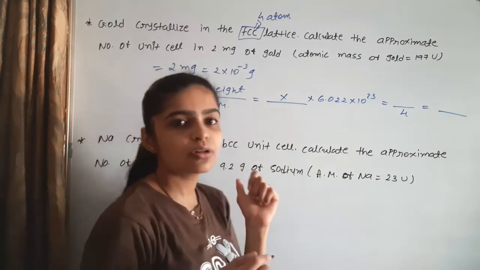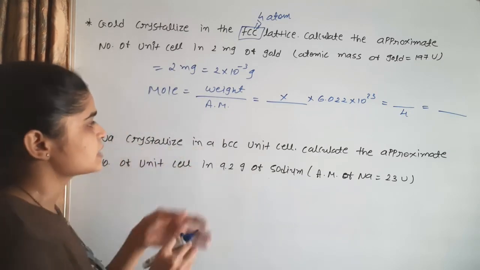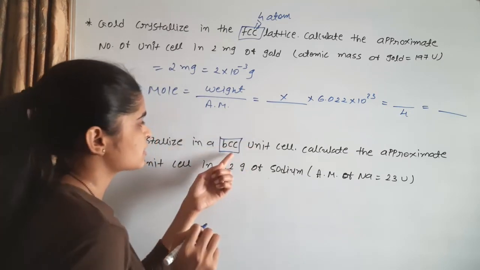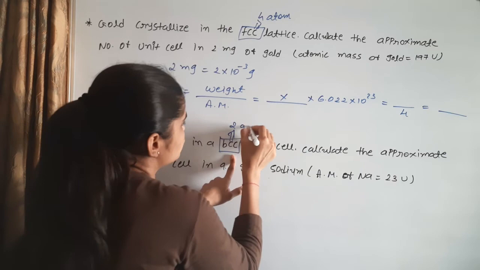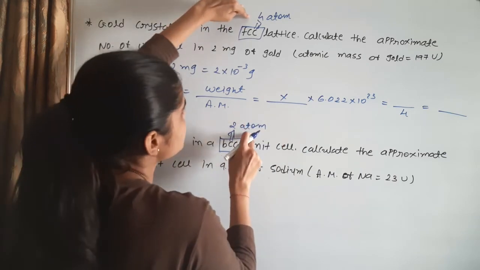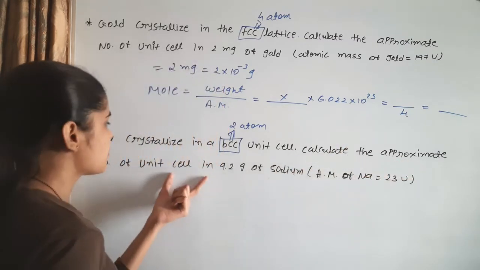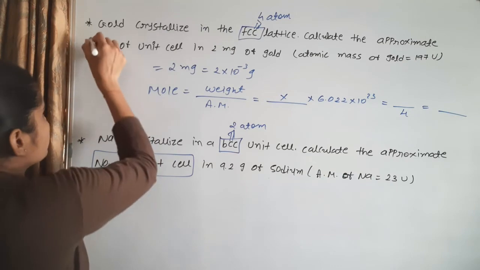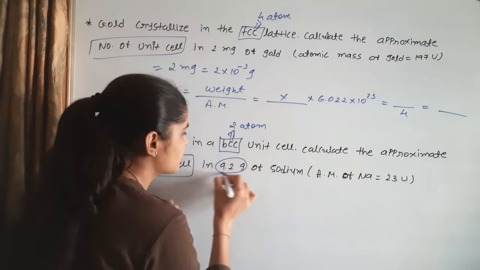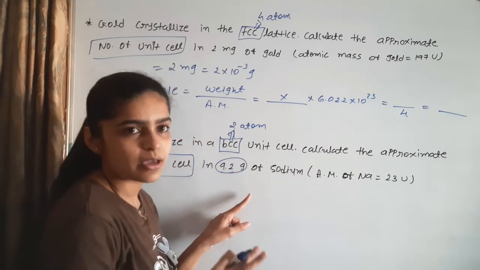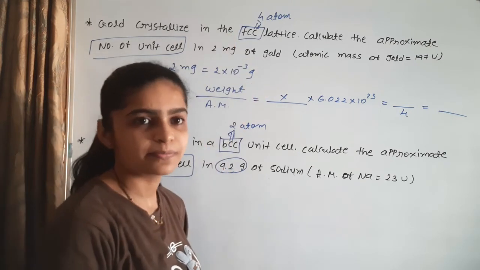This type of question was solved in the previous lecture. Similarly, the next one: sodium crystallizes in BCC, body centered. In the body centered cubic cell, the contribution is 2 atoms. The only difference is FCC has 4 atoms and BCC has 2 atoms. Calculate the approximate number of unit cells in 9.2 gram of sodium. The data is given in gram, so take it the same way. If given in milligram, first convert milligram into gram, then proceed.